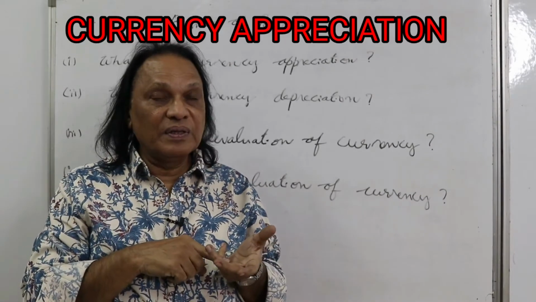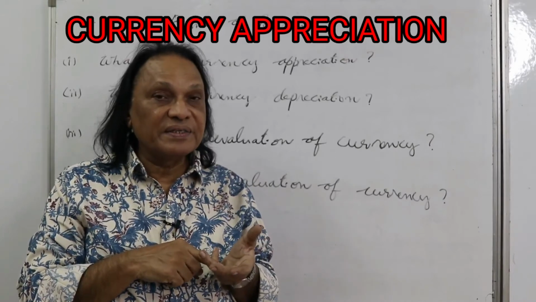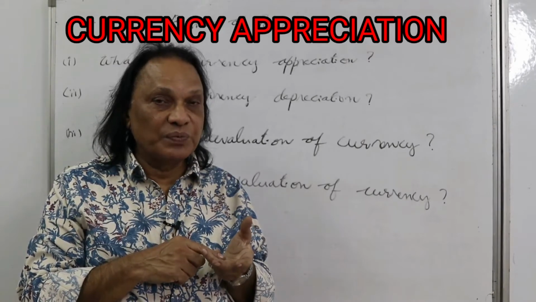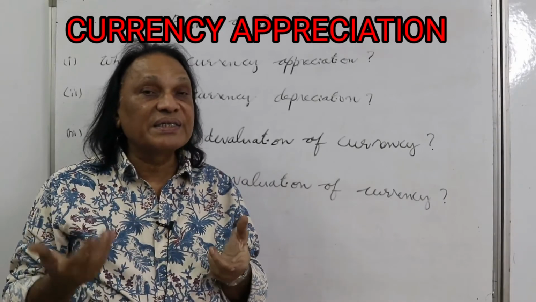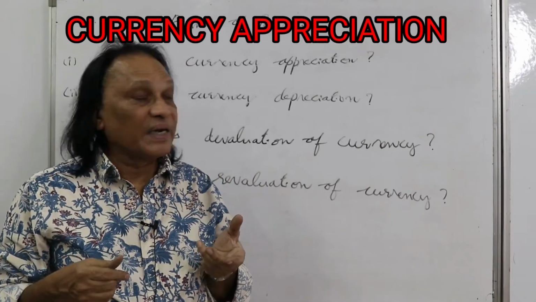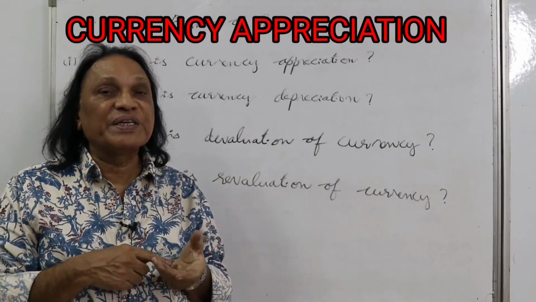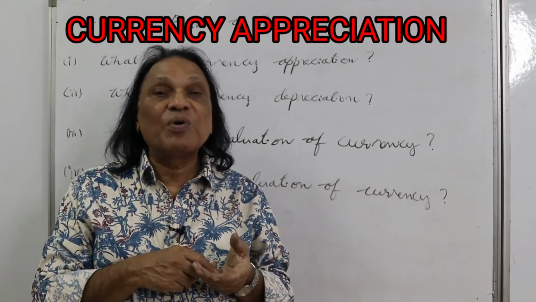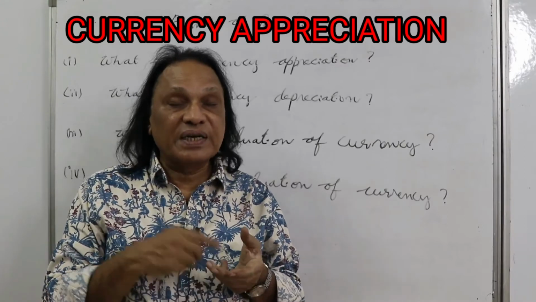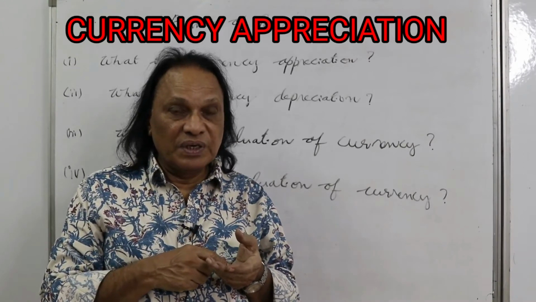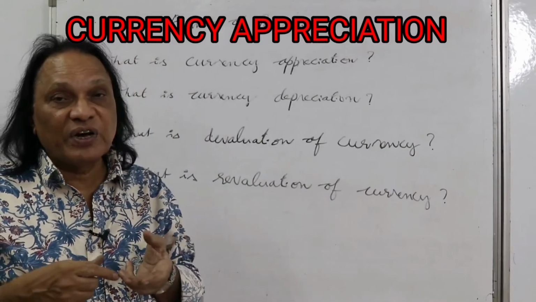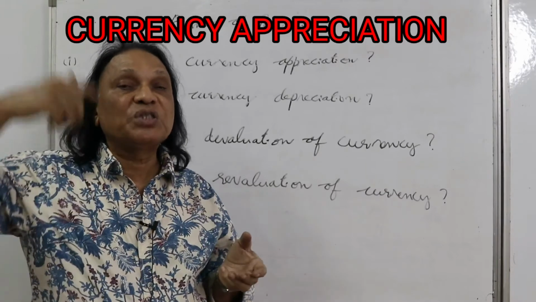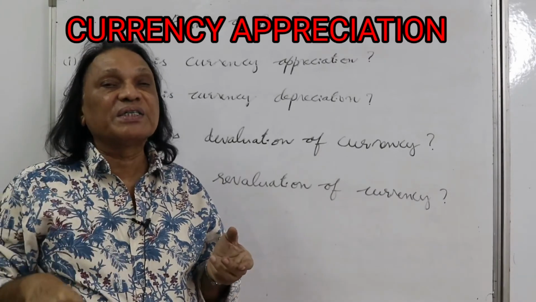If there is a decrease in the foreign exchange rate, our currency appreciates. That means if we have to pay fewer rupees to get a dollar, our currency has appreciated and foreign currency has depreciated. In case they ask you what is appreciation of foreign currency, it means we have to pay more rupees to get a dollar. Their currency has appreciated, our currency has depreciated.